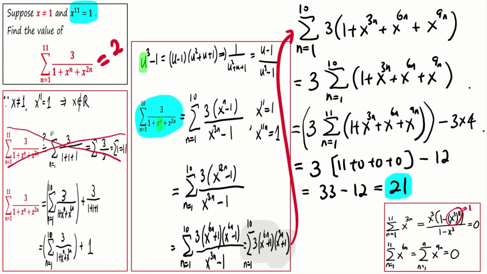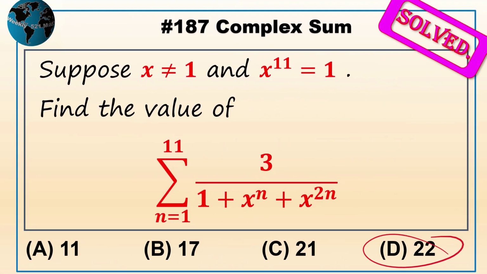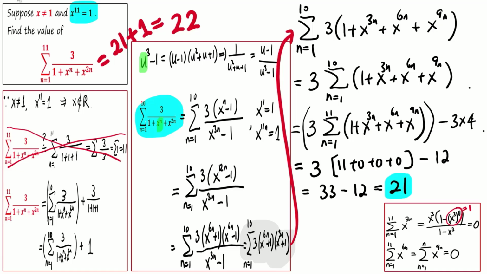Therefore, the answer should be 21 plus 1. Don't forget the plus 1, and it should be 22. The answer for this question is D, 22. For now, let's look at other people's solutions.